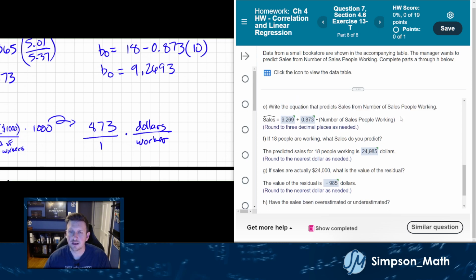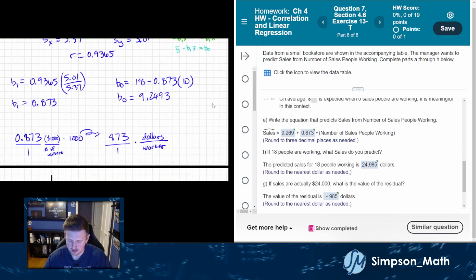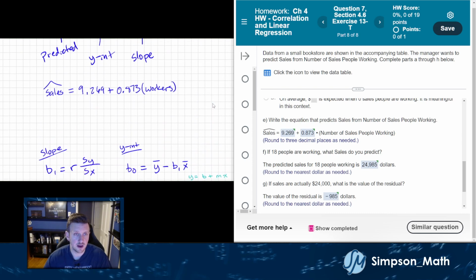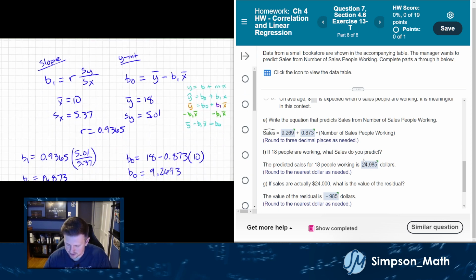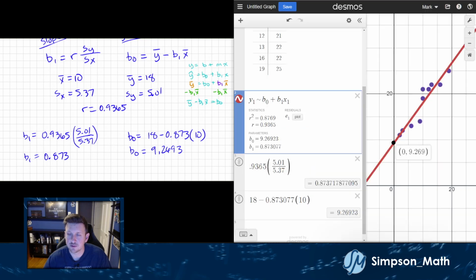Then E is just to write down our equation, our line of best fit, which we already did. Now it says if 18 people are working, what sales do you predict? All right, let's do that. So I'm going to pop over to Desmos.